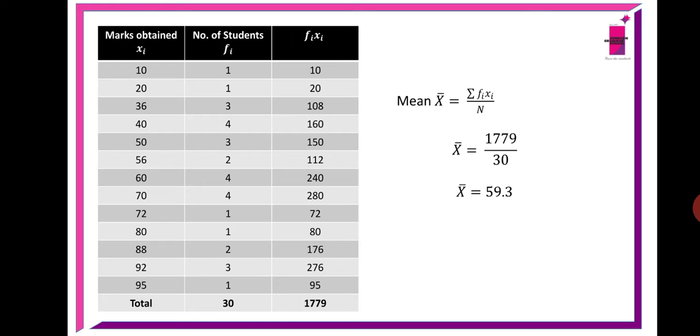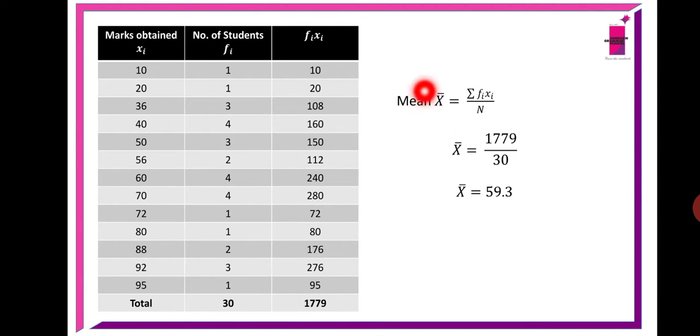Here we are multiplying. This is the product of fi and xi. So 10 into 1 is 10, 20 into 1 is 20, 36 into 3 is 108, 40 into 4 is 160, 50 into 3 is 150. So we are multiplying xi and fi, and the sum of frequency is 30, and the sum of the product of frequency and class mark is 1779.